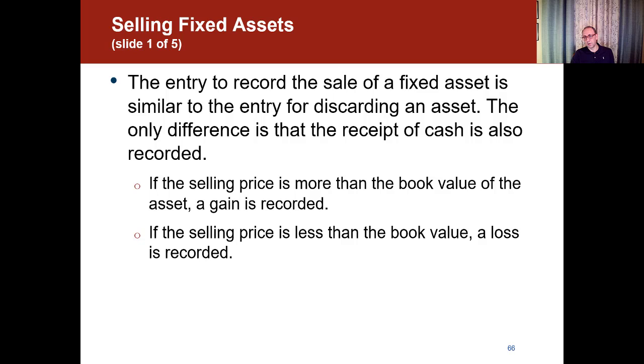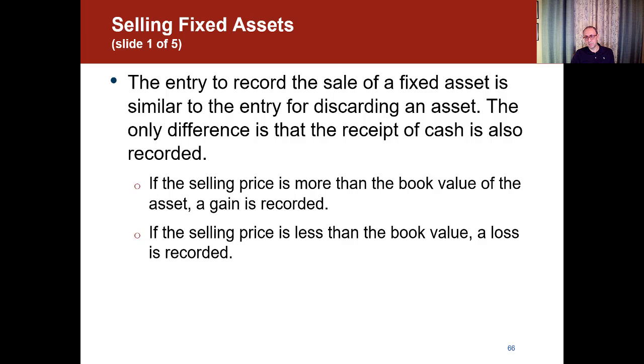Now let's assume a different scenario. We have an old fixed asset and we decided to sell it. Selling is different because when you discard something, you don't have a choice. Either you break even or you have a loss. But when you sell it, you could either break even, you could have a loss if you sold it for a price below its book value, or you can have a gain if you sold it for a price that's higher than its book value. That's why selling a fixed asset would give us different scenarios. We have three possibilities, so to speak. The entry to record the sale of a fixed asset is similar to the entry for discarding an asset.